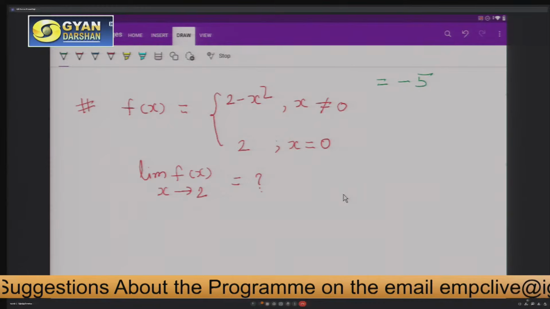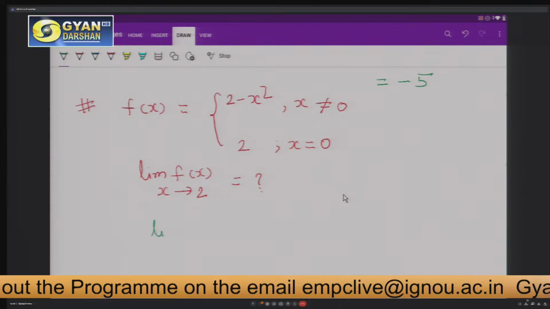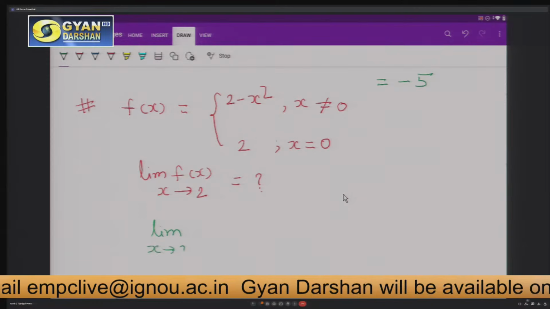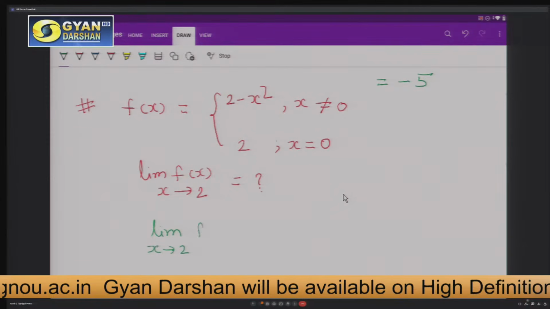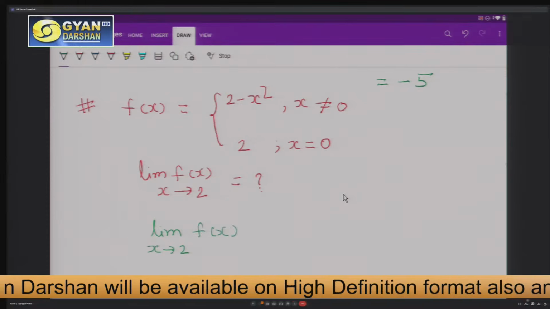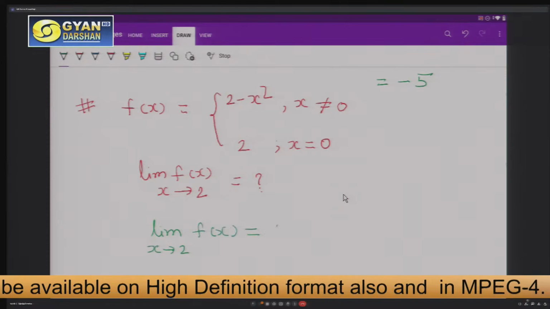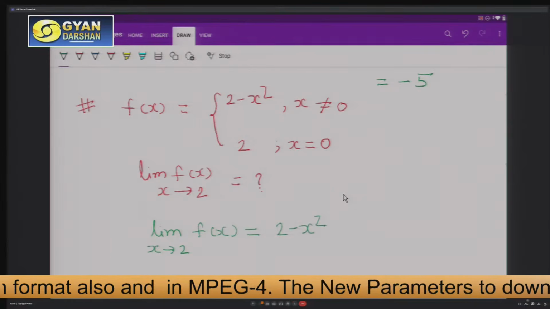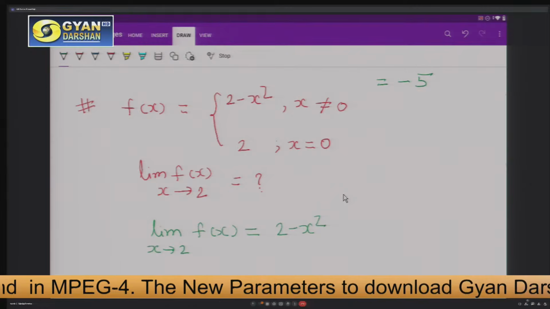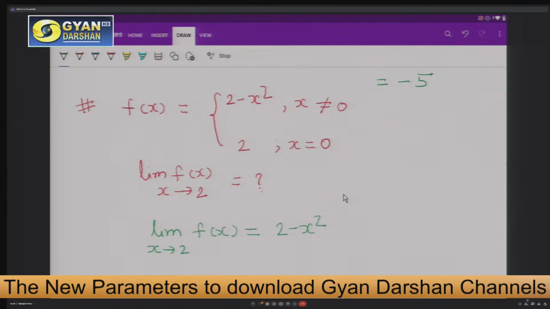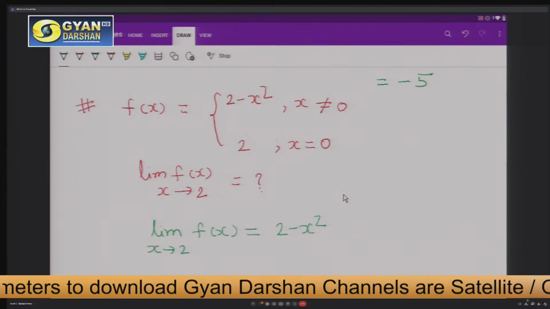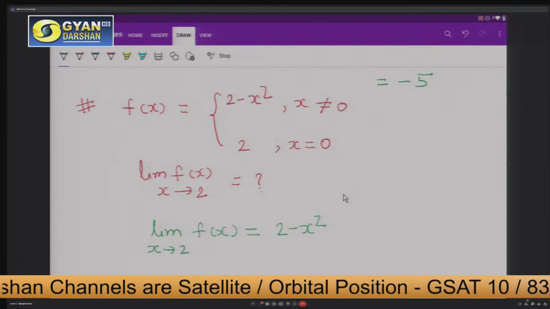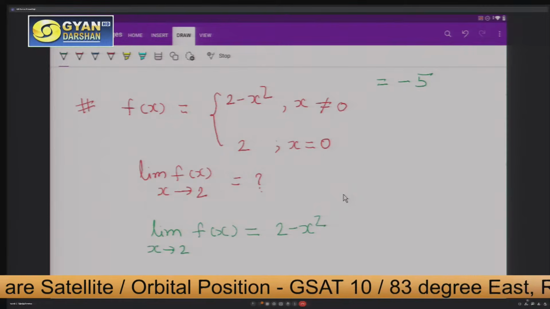So here, limit x tends to 2, f(x) will be equal to 2 minus x square. Why? Because x is not equal to 0, x tends to 2. So either it is approaching from left or right. It's not equal to 2, it's near to 2. So we will take 2 minus x square.